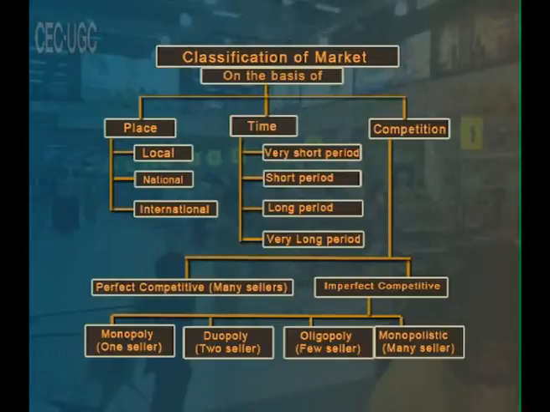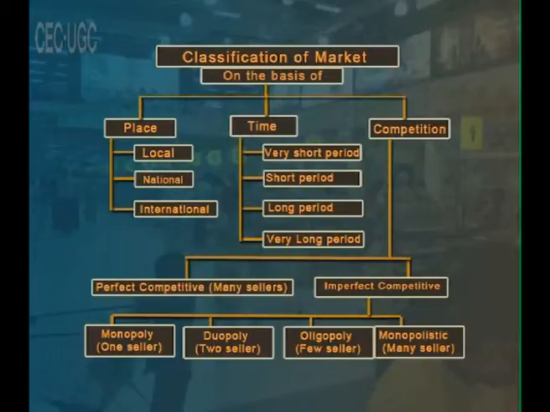On the basis of time, the market is classified into: 1. Very short period market, 2. Short period market, 3. Long period market, and 4. Very long period market. On the basis of competition, the market is classified into perfectly competitive market structure and imperfectly competitive market structure. Both these market structures widely differ from each other in respect of their features, price, etc.